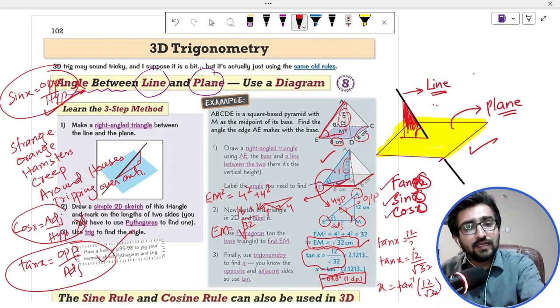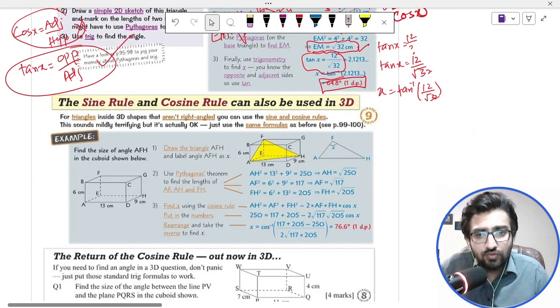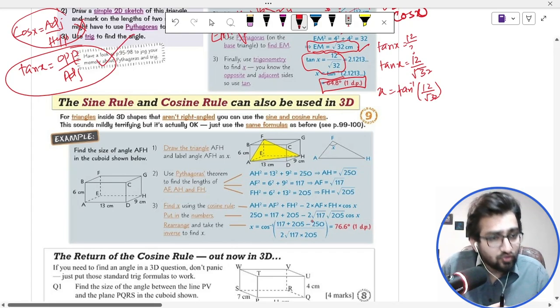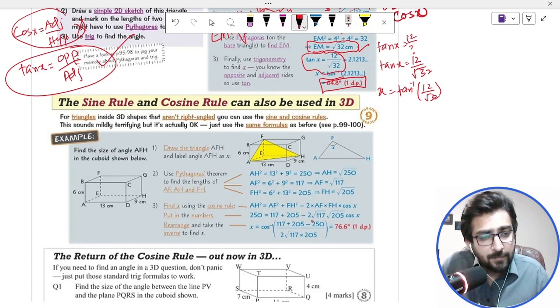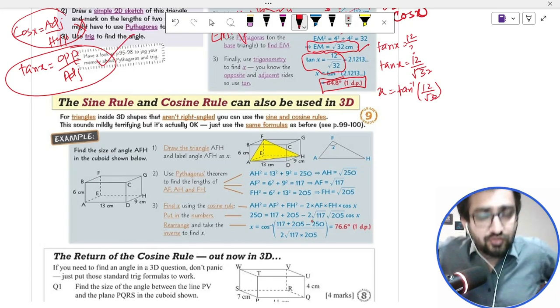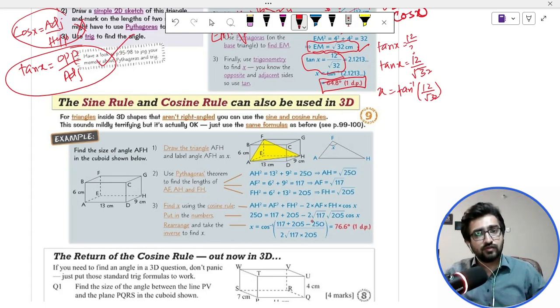Now let's understand the sine and cosine rule in three dimensions. What will happen if you get a triangle which is not a right angle triangle? For right angle triangles, I explained the method: apply Pythagoras theorem and trigonometric ratios to solve those right angle triangles within three-dimensional shapes like square based pyramid, cuboid, or cube. So take out the two-dimensional triangles, then apply Pythagoras theorem and trigonometric ratios on that, and solve for the question.